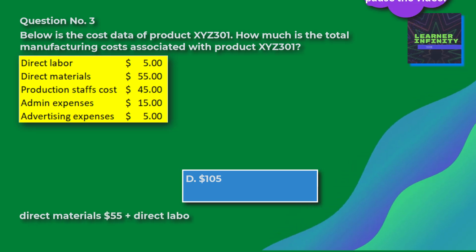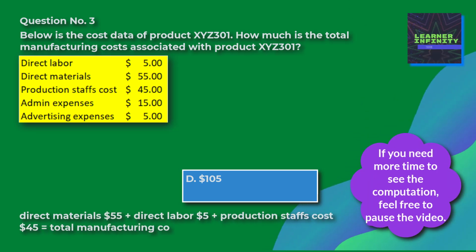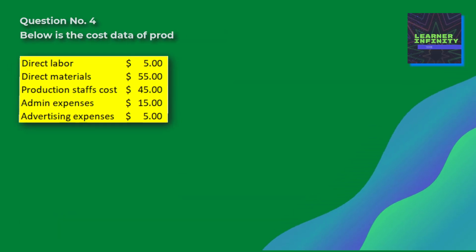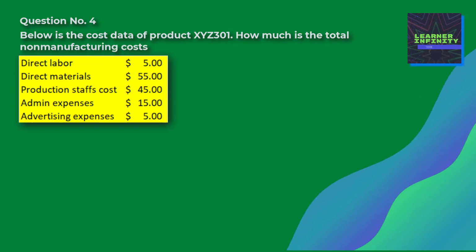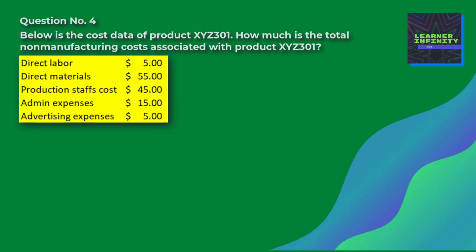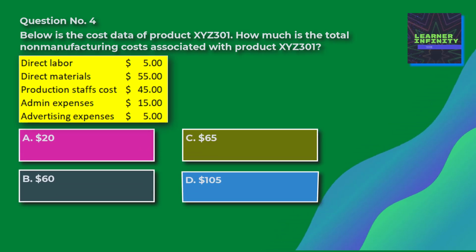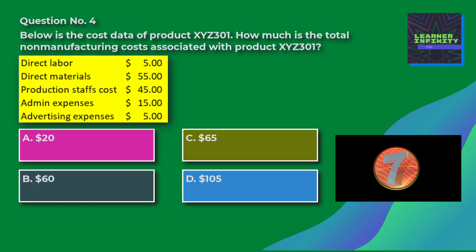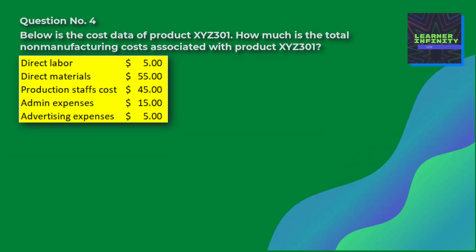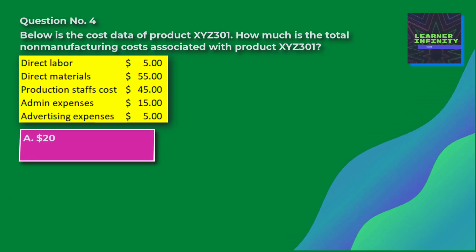Here's the computation. If you need more time to see the computation, feel free to pause the video. Here's the next question. Choices are A, B, C, D. Timer starts now. Time's up. The correct answer is A.